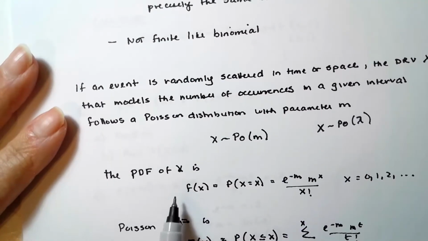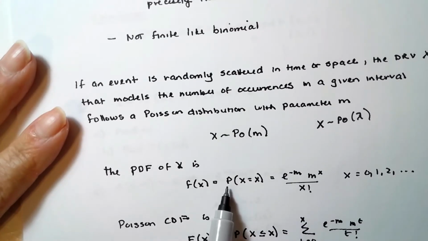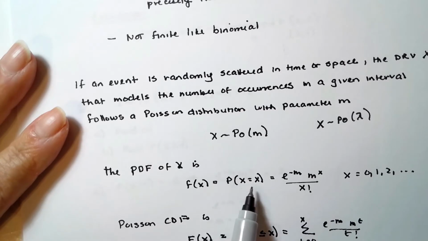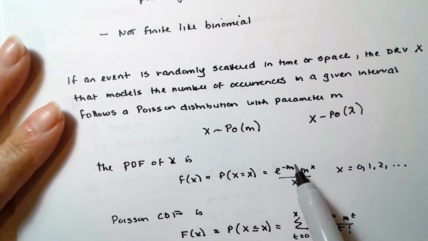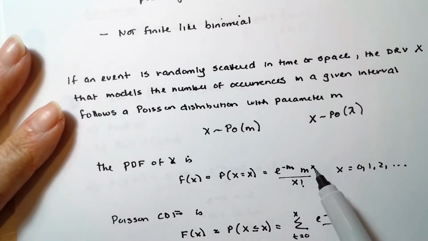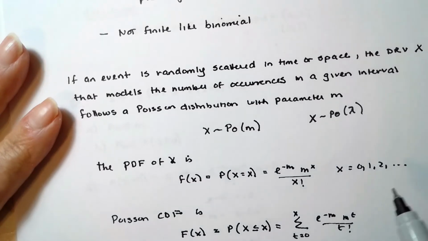The PDF of x is f of x equals P of X equals x, and the formula is right here: e to the minus lambda, or e to the minus m, times m to the x over x factorial, where x is 0 up to whatever.